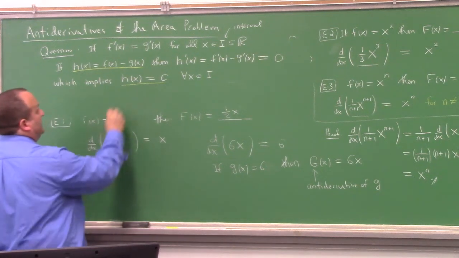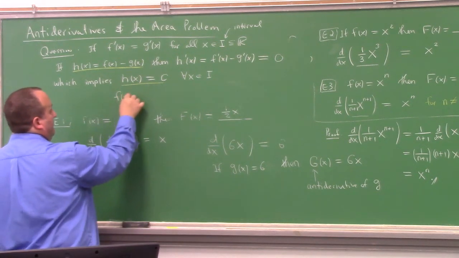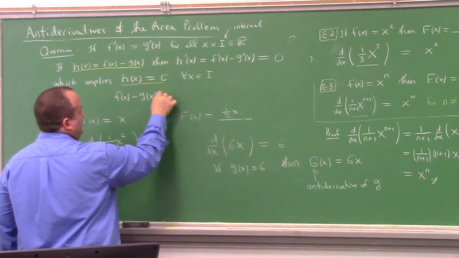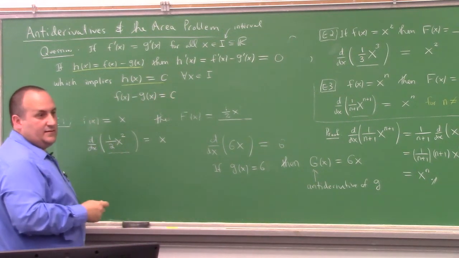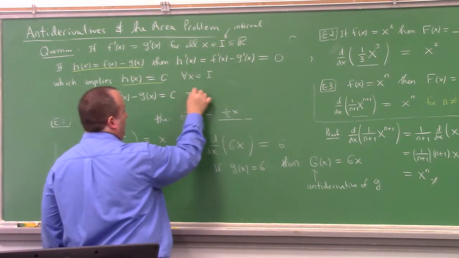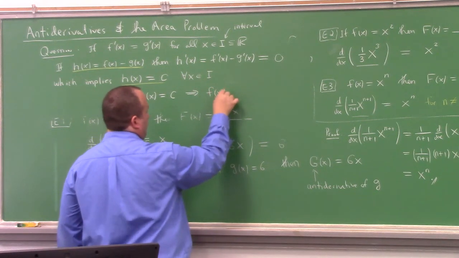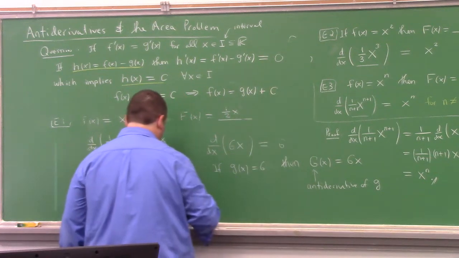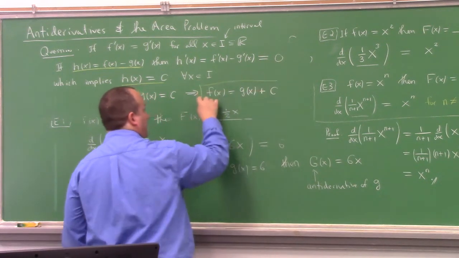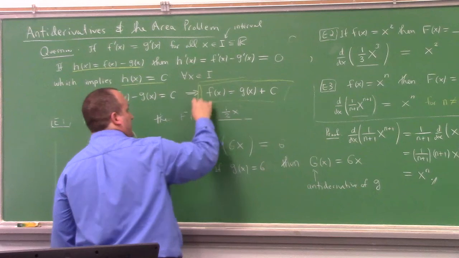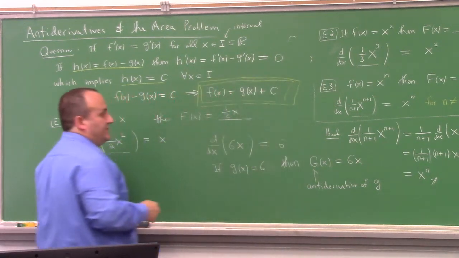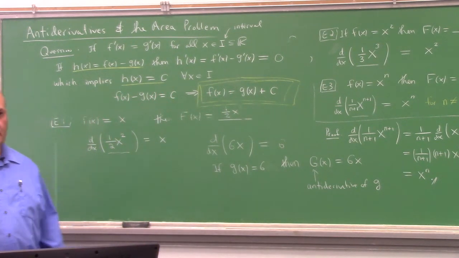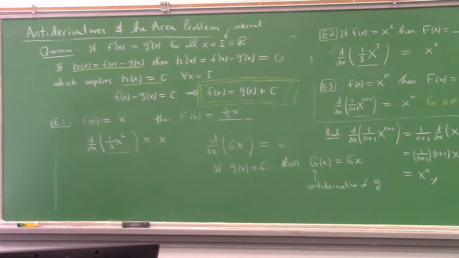So what that gives us is that f of x minus g of x is equal to a constant, which implies that f of x is equal to g of x plus a constant. There is the takeaway message right here. This is the answer to the question. If two functions have the same derivative over an interval, that means that they differ by a constant. That means that you can get the graph of one from the other by a vertical translation.